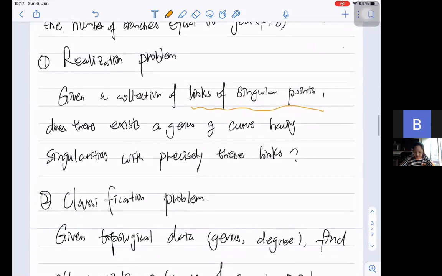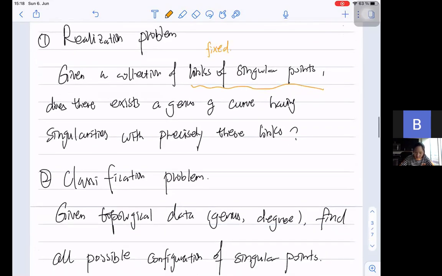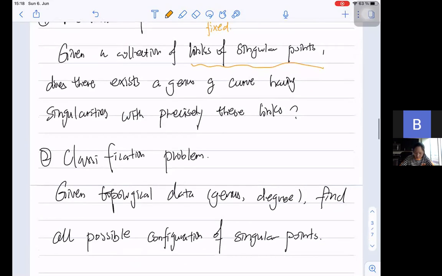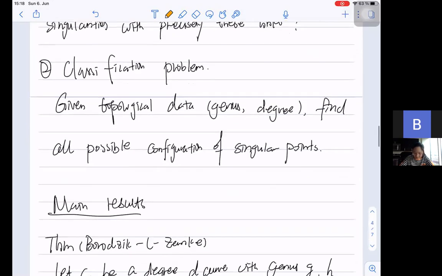So this is like: fix the link of singularities and try to find the curves with genus G. The second kind of question is the so-called classification problem, meaning, given the topological data, for example, you fix the genus of the curve and the degree of the curve, can we find all possible configurations of the singular points? The good way to describe the singular point is what kind of link of singularities can appear once you fix the genus and the degree.